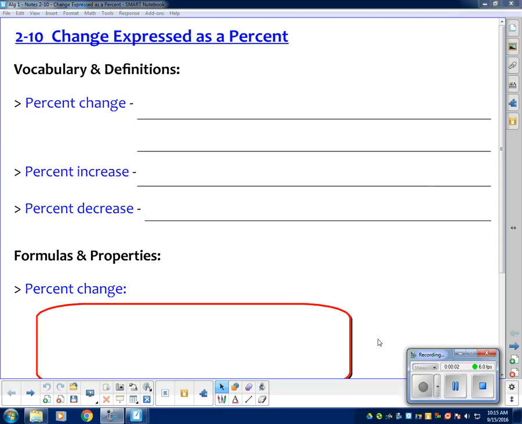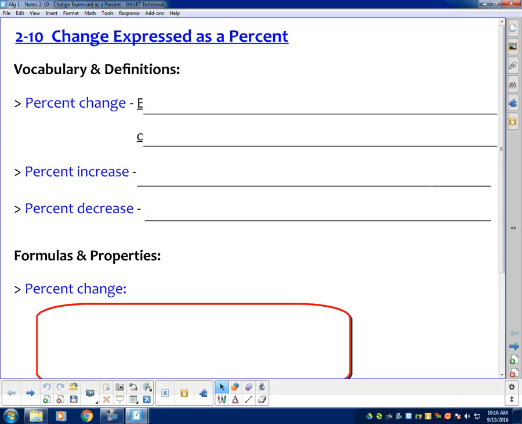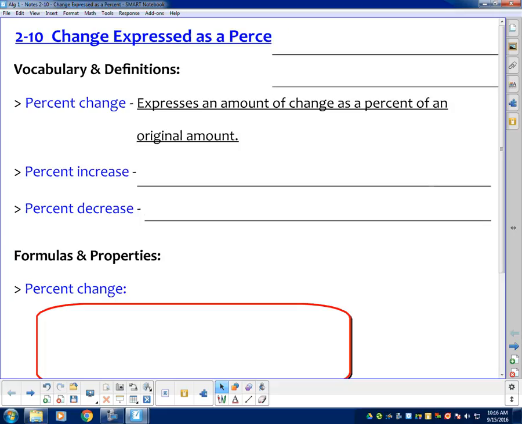Okay, it's 2-10, change expressed as a percent. So some definitions to start with here. We have percent change. That expresses an amount of change as a percent of the original amount.